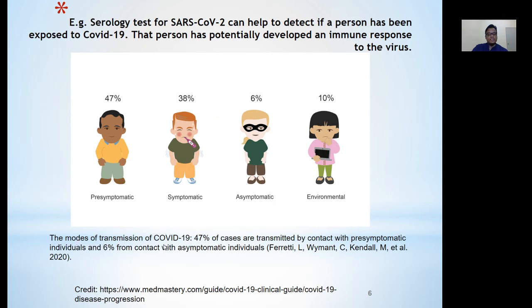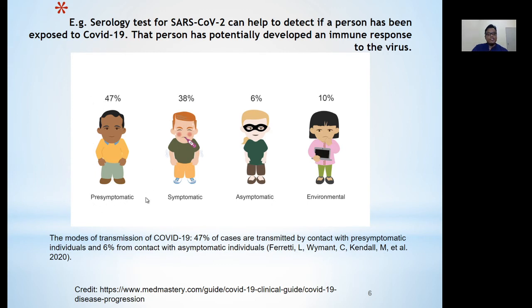So by doing this, this picture showing the modes of transmission. So how people are being infected by COVID-19. Close to half of the cases is because they are transmitted by direct contact or close contact with pre-symptomatic individuals here. Almost half of the cases, people are infected when they have close contact with these people.